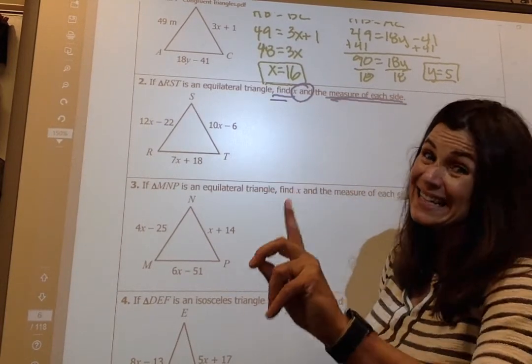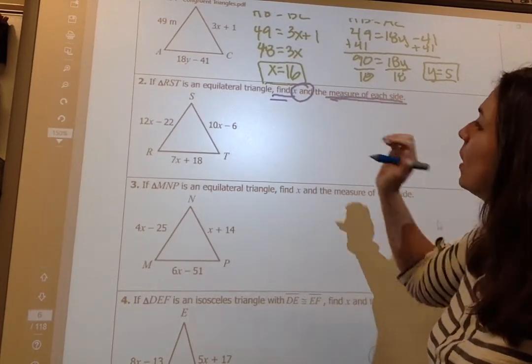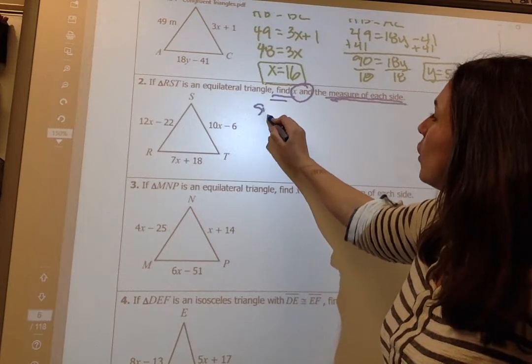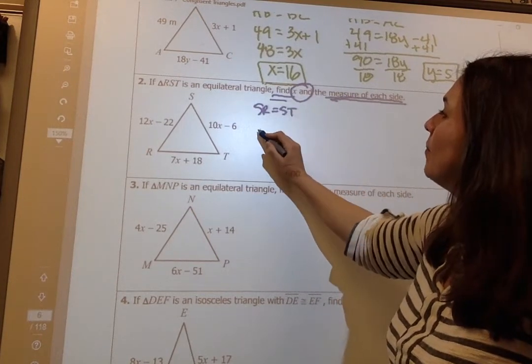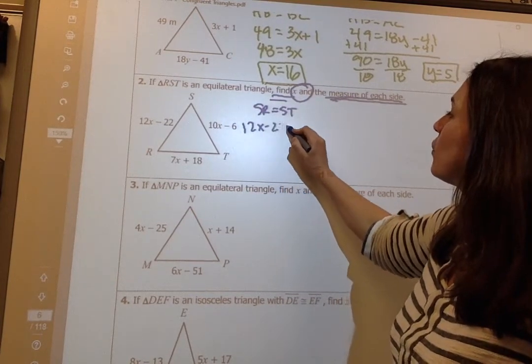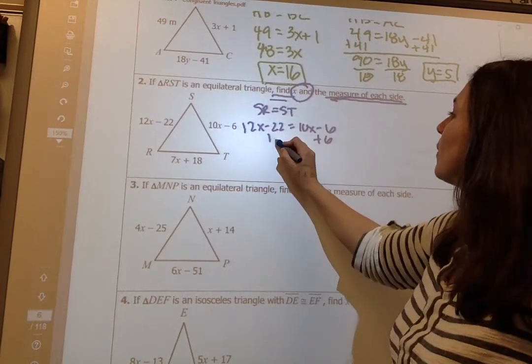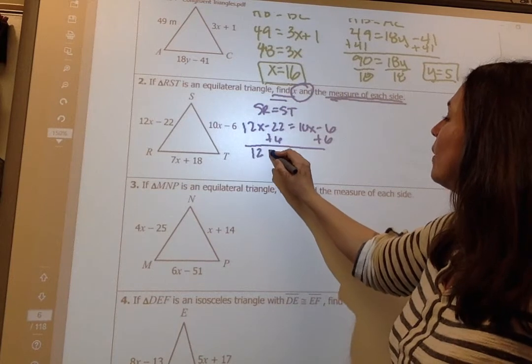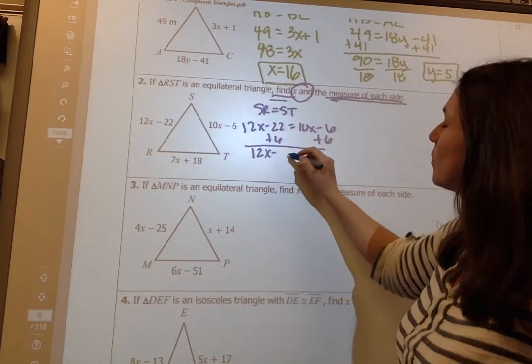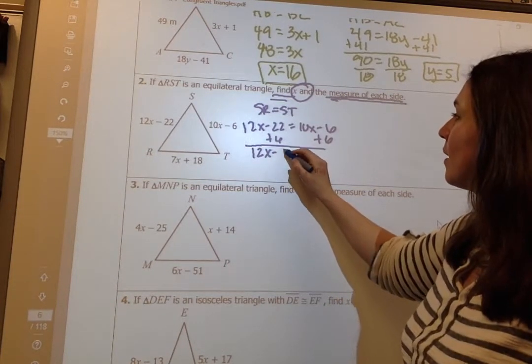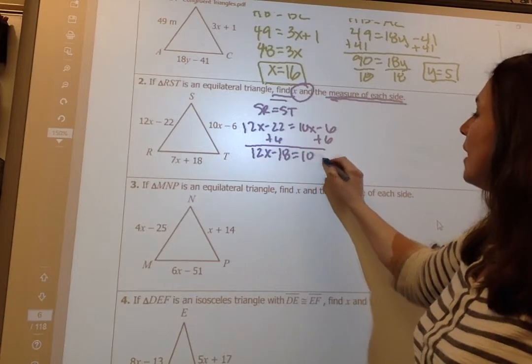Sometimes you guys get lazy and don't solve for that part. So we're going to do SR is equal to ST. So I'm going to say 12x minus 22 equals 10x minus 6. I'm going to add 6 to both sides, and I get 12x. I don't have to do that. 12x equals 18 plus 10x.